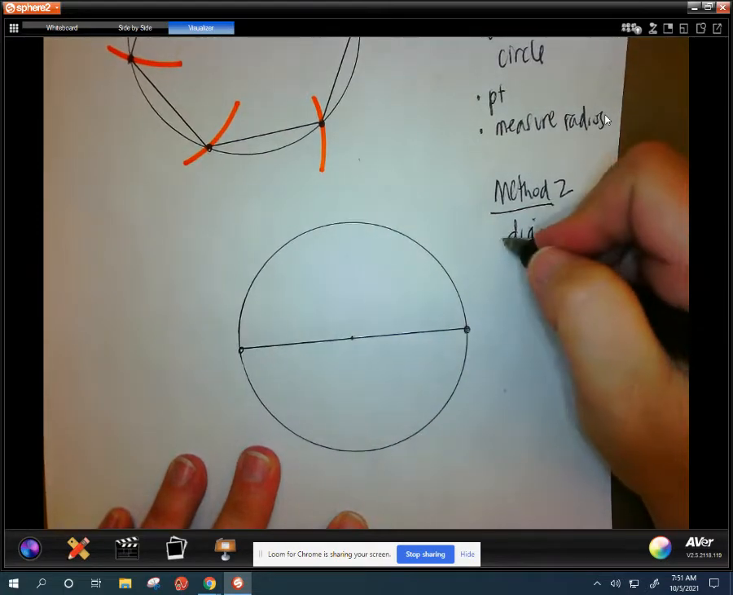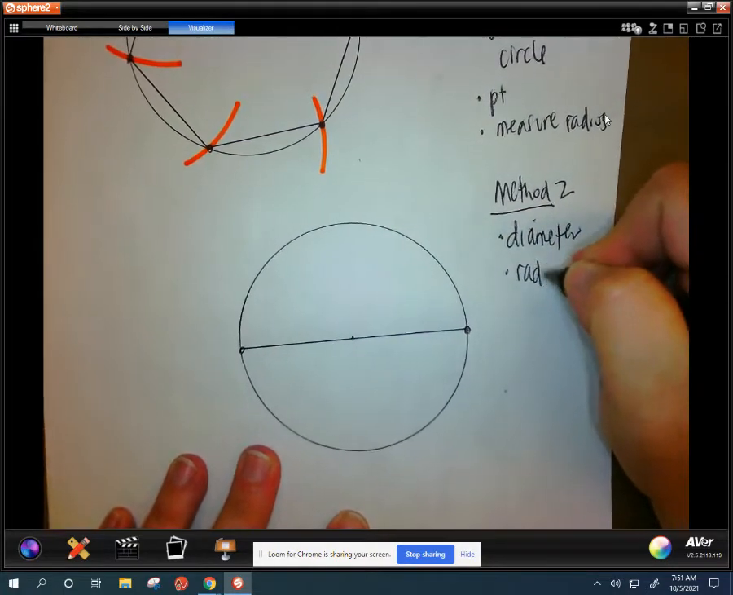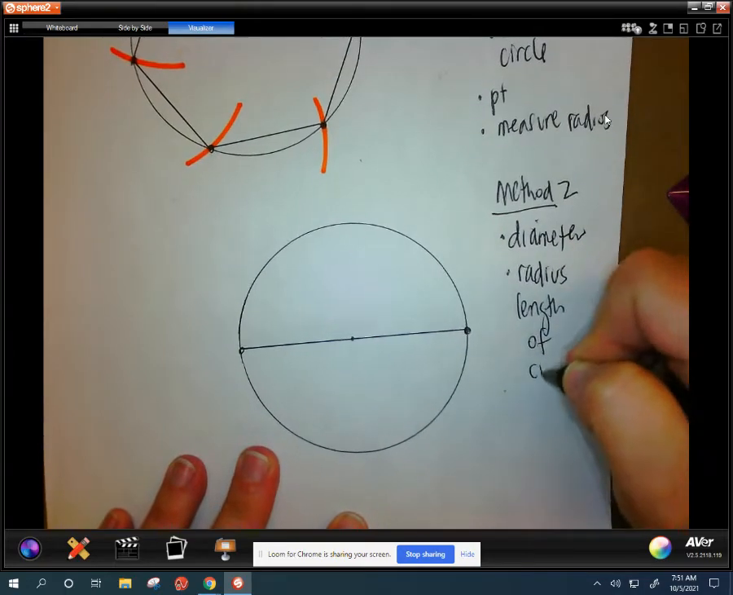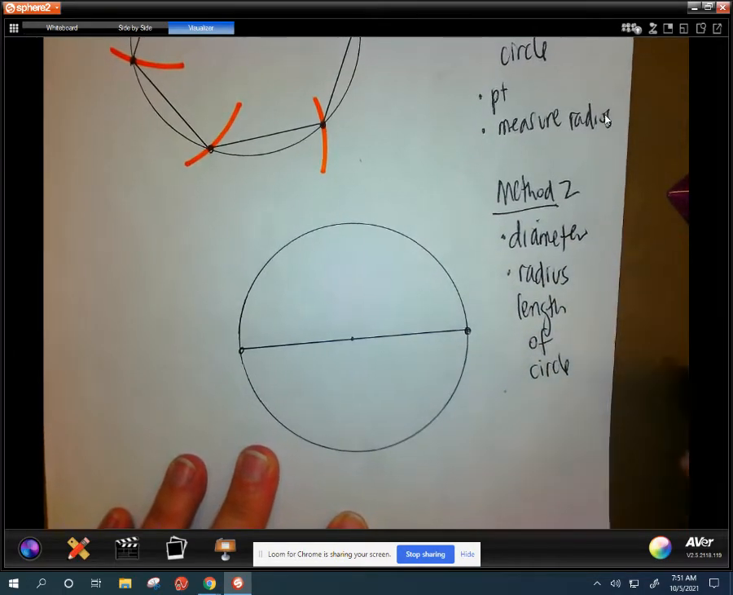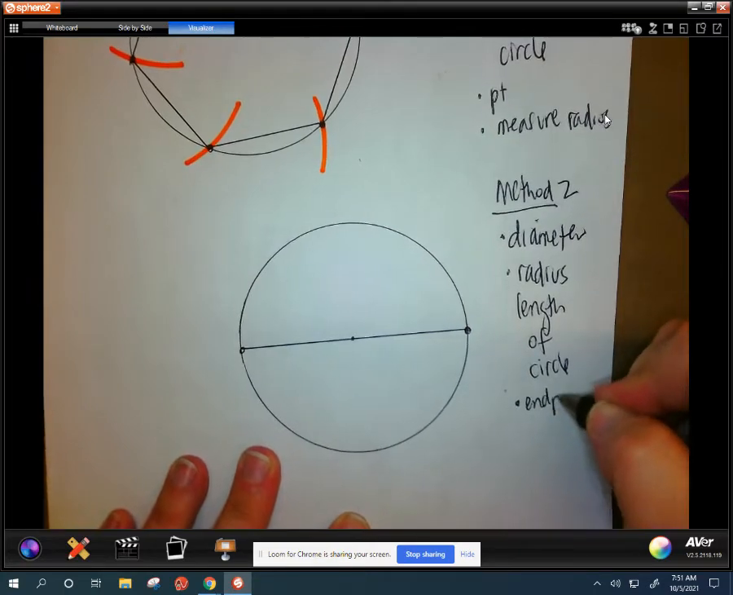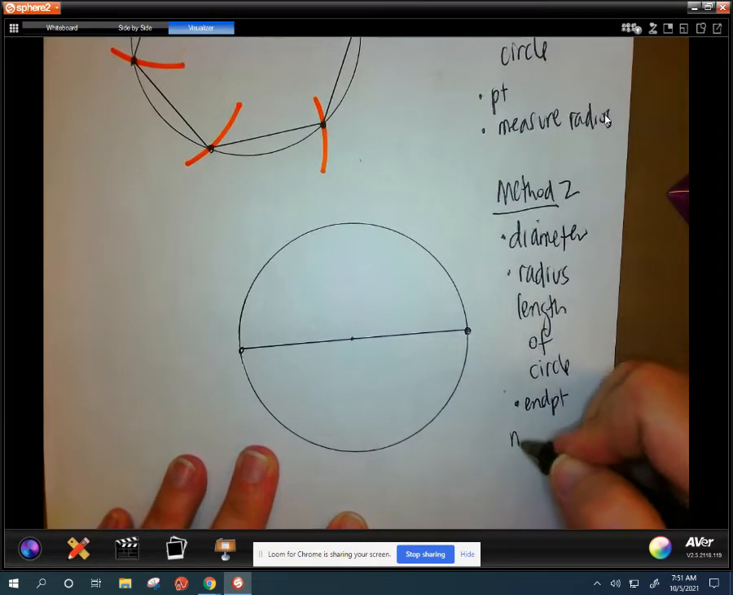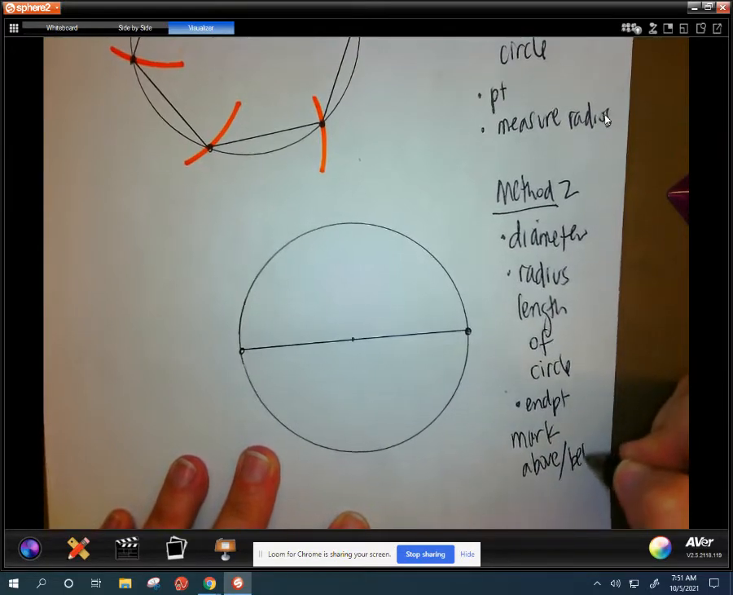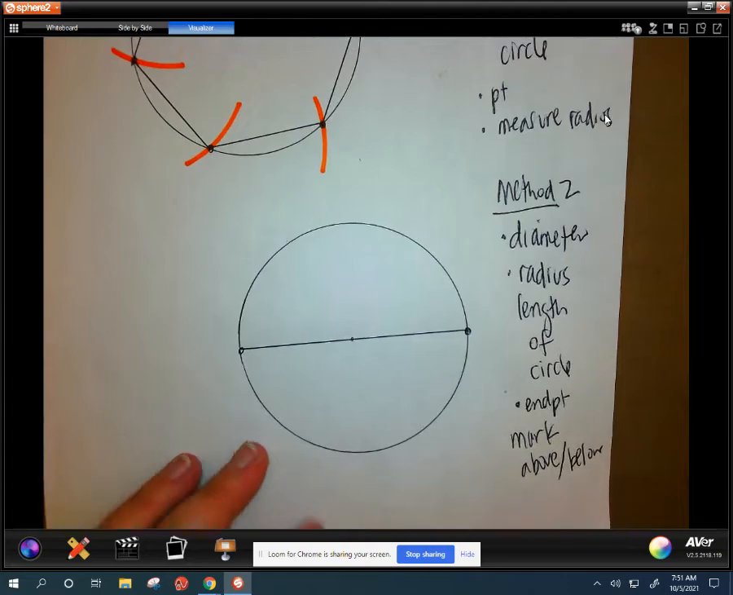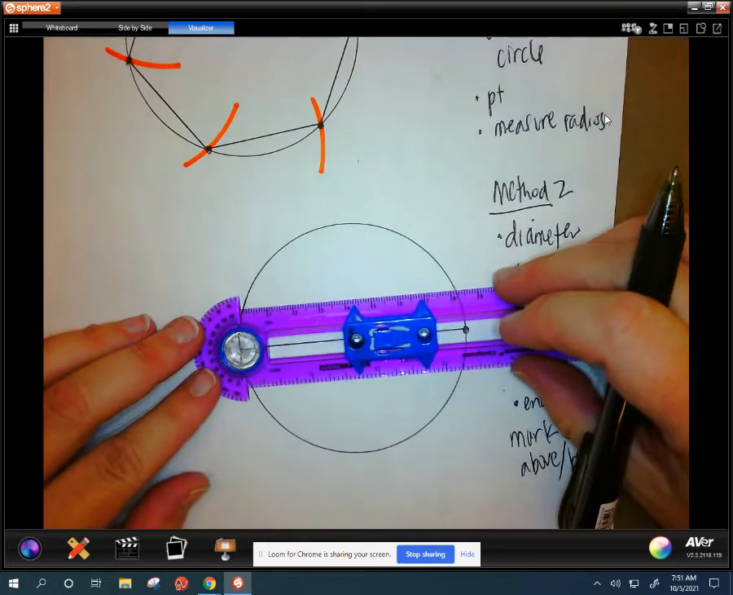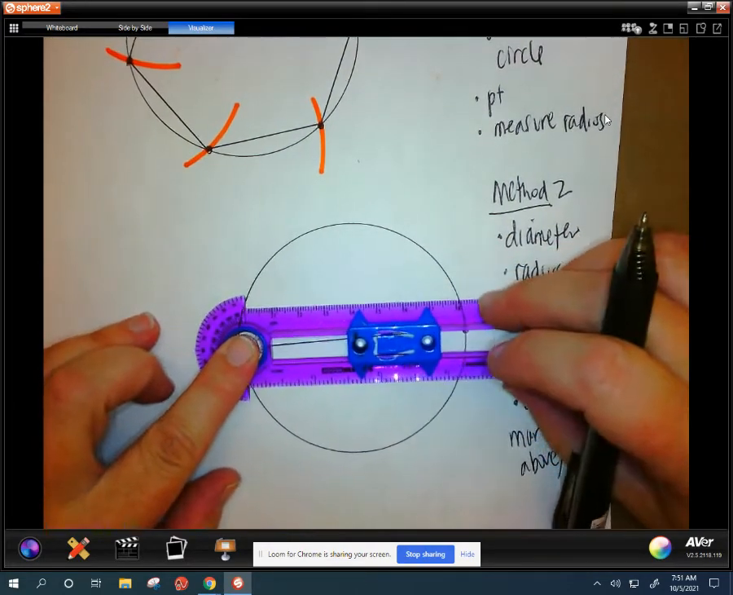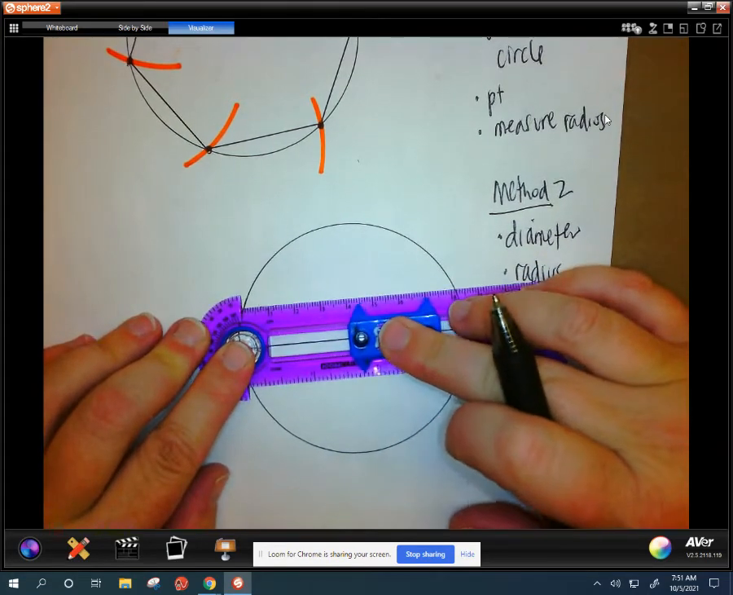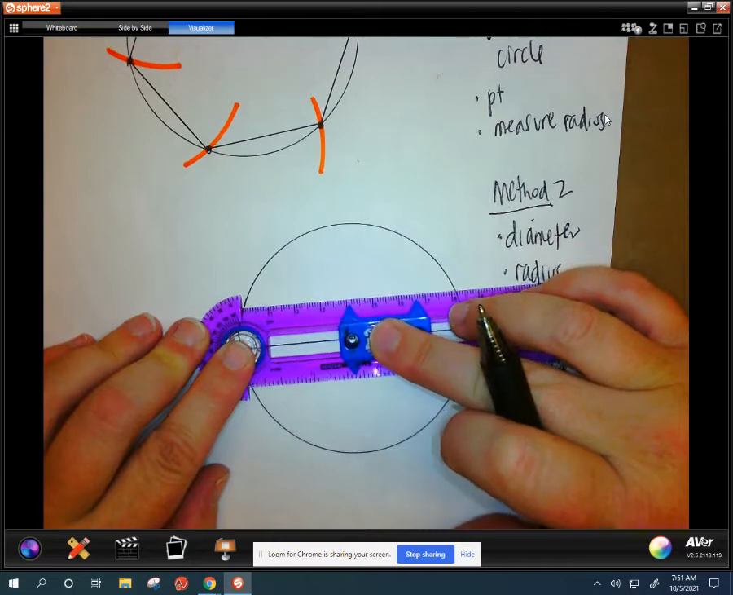Once again, it goes back to the radius length of the circle. And we're going to use each endpoint as the center to mark above and below. So let me show you what I mean. First thing is I've got to measure this radius, and I think, do I have it from last time? Here's this, maybe a little bit farther. Nope, there it is. There's my radius.